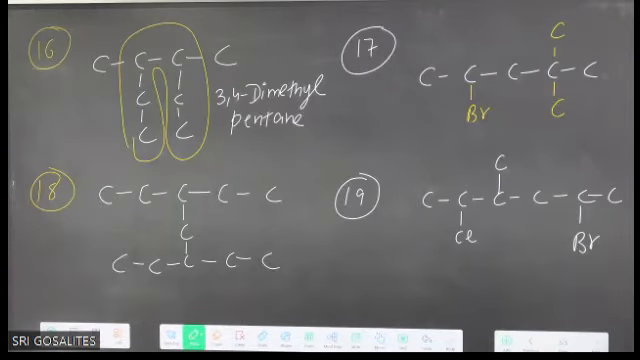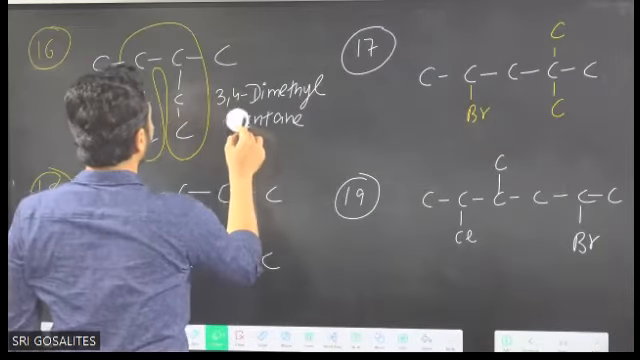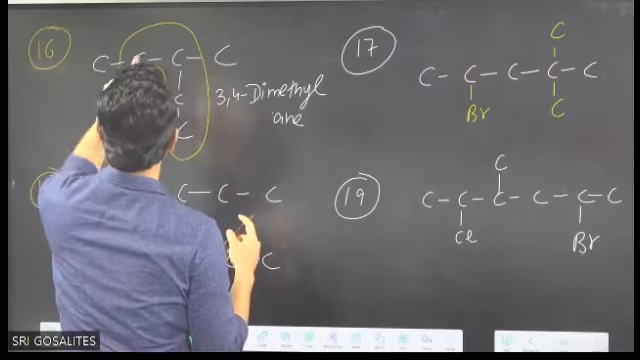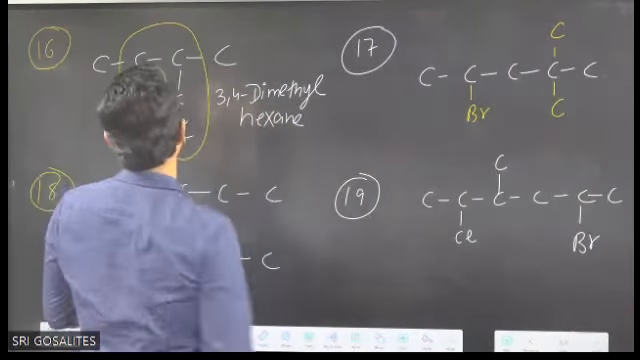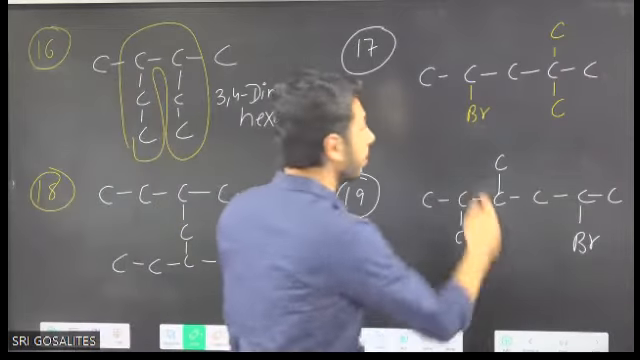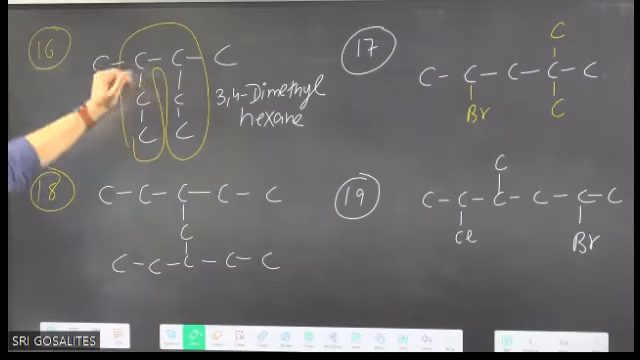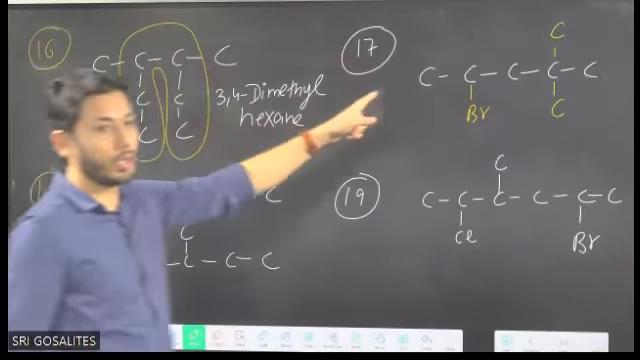1, 2, 3, 4, 5, 6. Sorry, it is not pentane, it is hexane. I have written pent, it is actually hex. 1, 2, 3, 4, 5, 6. Yes, it is hexane. 3, 4 dimethyl. Okay. Now, 17th, check your answer first. Then think about it. I have explained 15 examples. Now you have to think about these. 17th completed or not? Okay, very good.